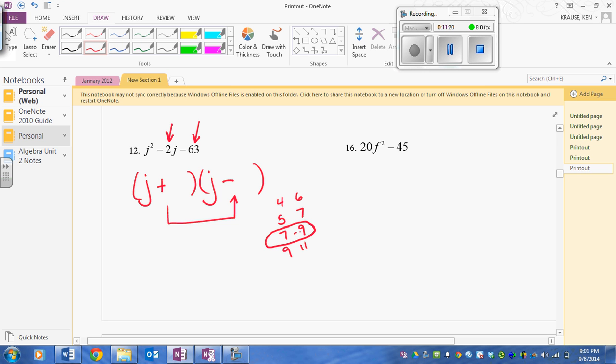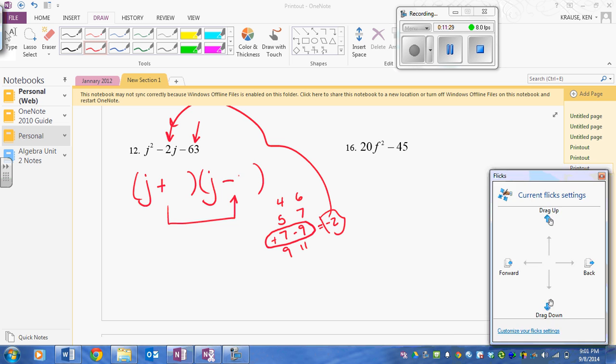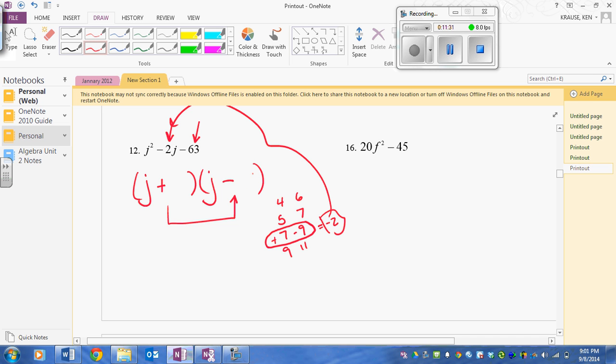In this case, let's make this negative and positive in order for these to add up to negative 2, which is this number. So, negative 9 and positive 7.